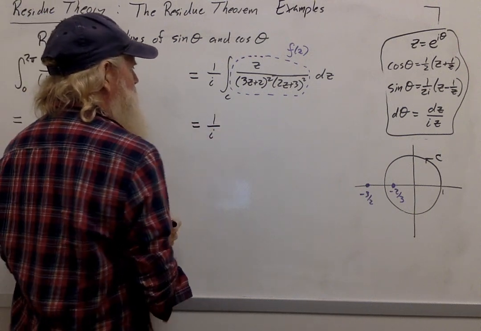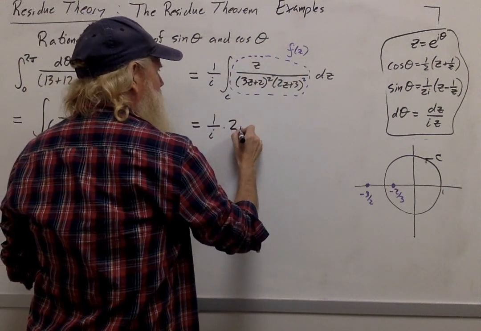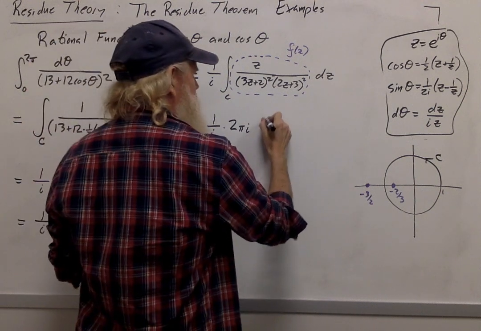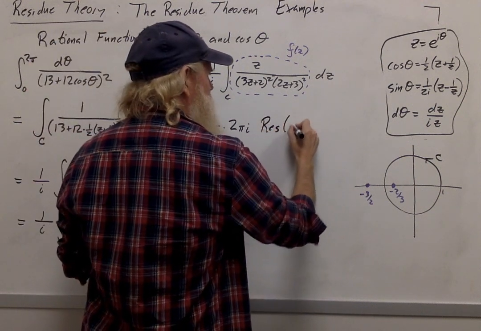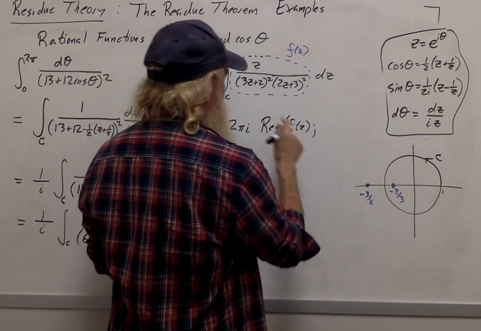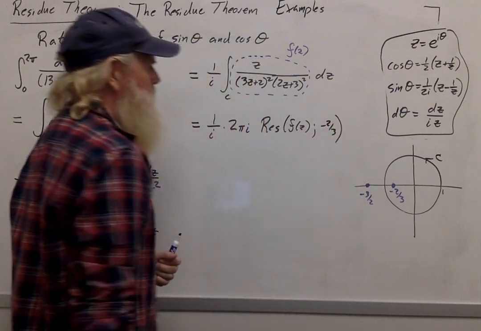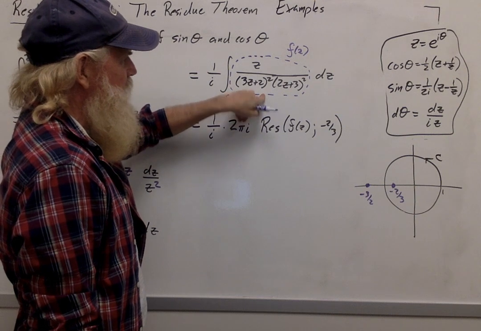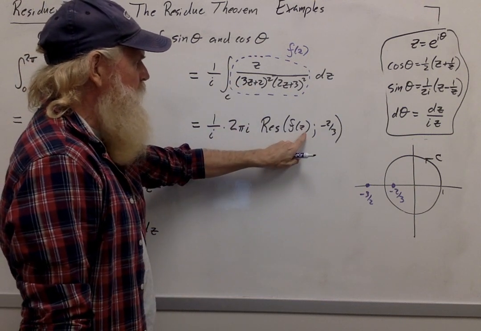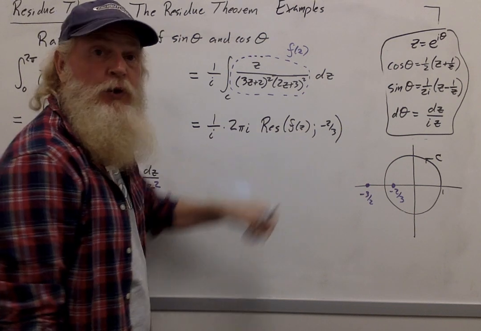So first, let's apply the residue theorem. This entire integral will equal 2πi times the sum of the residues inside the circle. There's only one residue. There's only one pole. So it would be the residue of the function at negative 2/3, where f, again, is the function I've circled here. So we need to do some scratch work to figure out what this residue is going to equal, remembering that this is a pole of order 2.